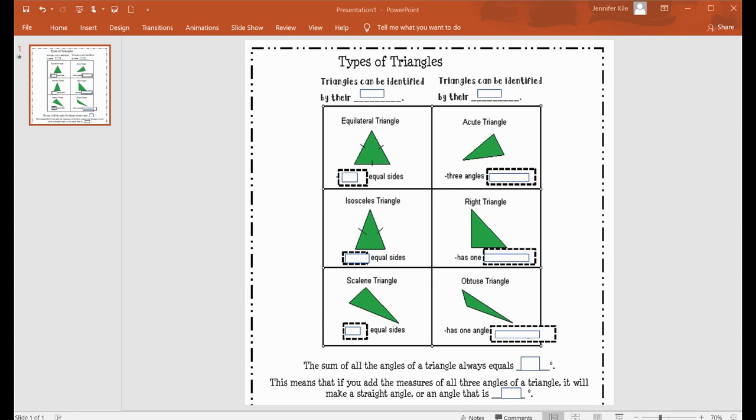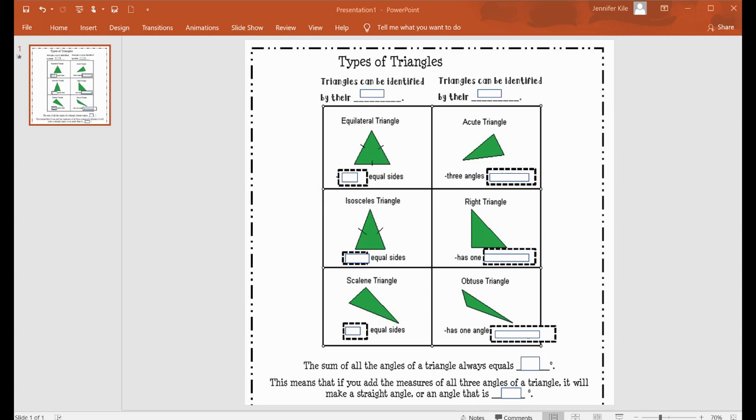So when we identify triangles by their sides, we really are looking at the length of the sides and how those lengths compare to each other. So you'll notice the dash marks that go through the sides of the triangle on the part that says sides. And those marks indicate to us that anywhere you see an individual mark, anywhere else you see that mark, those sides are going to be the same length.